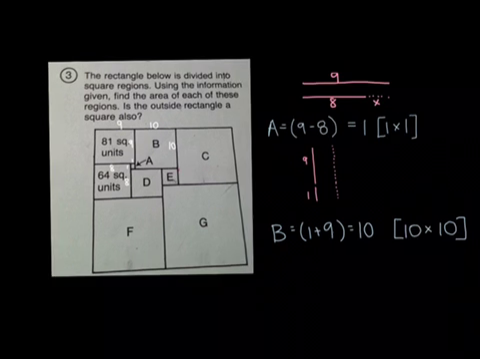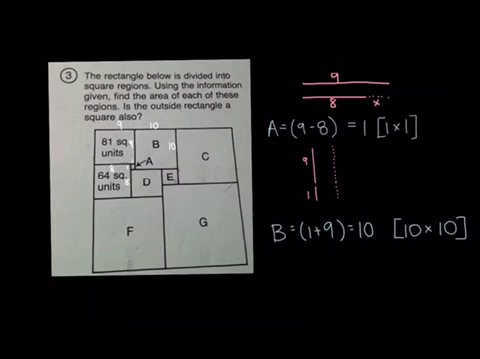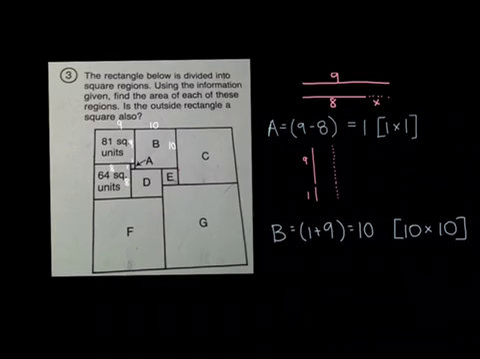Okay, now it gets a little tricky. So for square A, we know that this length right here is 9. And we know that this length right here is 8. So if we take 9 from the top square minus 8 from the bottom square, it's going to give us this difference right here where they overlap. So 9 minus 8 is obviously 1, so you get a 1 by 1 square.